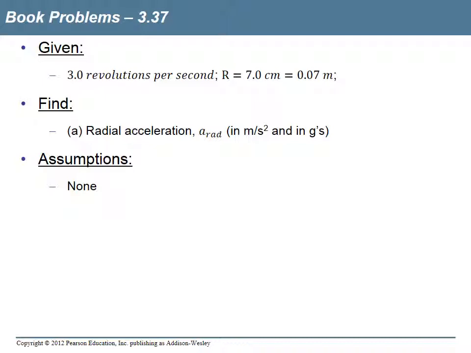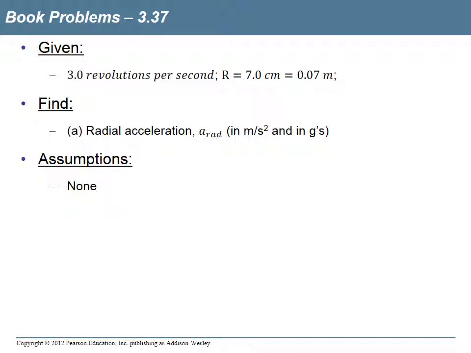So we're given 3 revolutions per second. We're given a radius of 7 centimeters, and they were asking for an answer in meters per second squared. So I'm going to go ahead and convert this 7 centimeters to meters. It's a good habit to do right away when you're given some information. If you're given something in centimeters and they're looking for something in meters, convert it right away, right up here when you're given information.